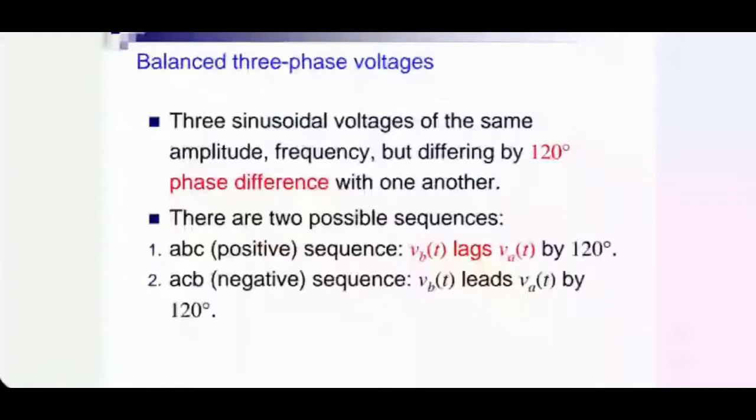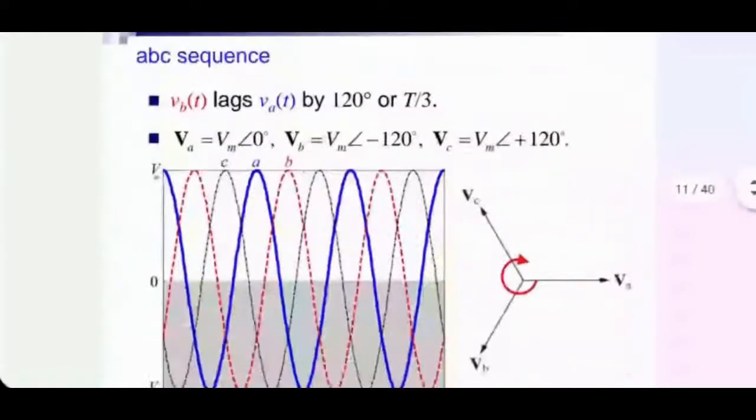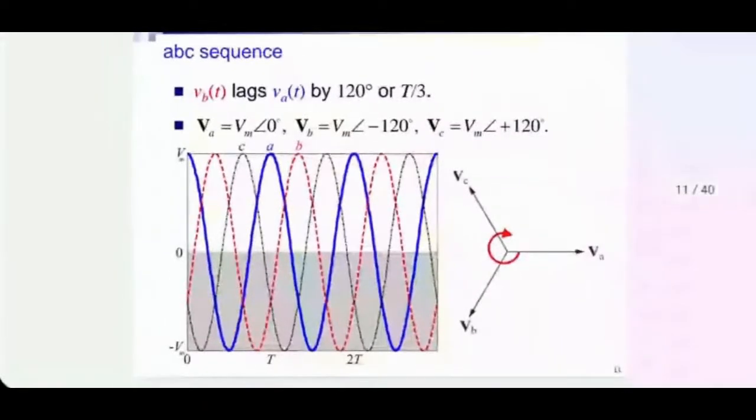Negative sequence means VAN will have 0-degree phase shift, VBN will have plus 120-degree phase shift, and VCN will have plus 240-degree phase shift. There's a reason for why we are using positive and negative words here. Later, we'll probably get a chance to get to this issue. So basically what happens is, because of the phase shift, these voltages do not peak at the same time, and they don't go through the zero at the same time. So that is shown here.